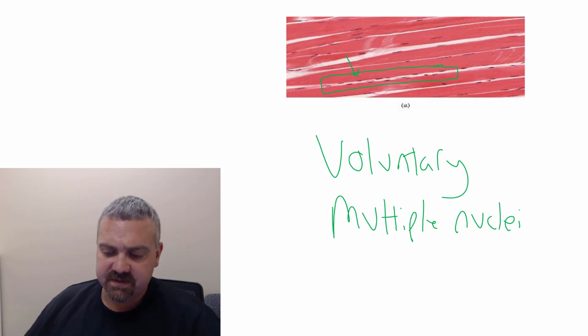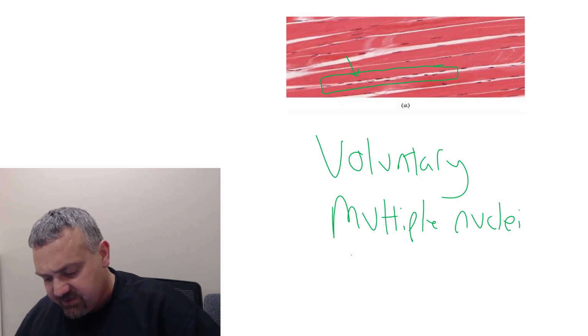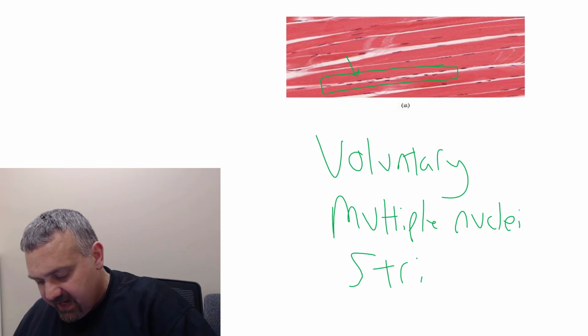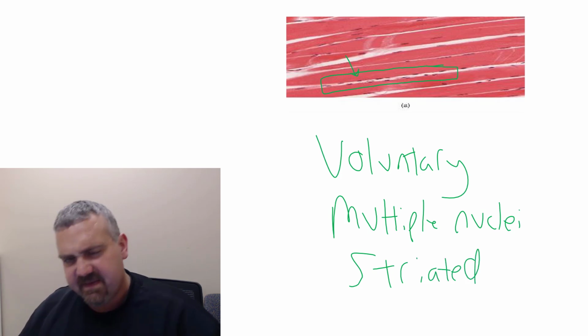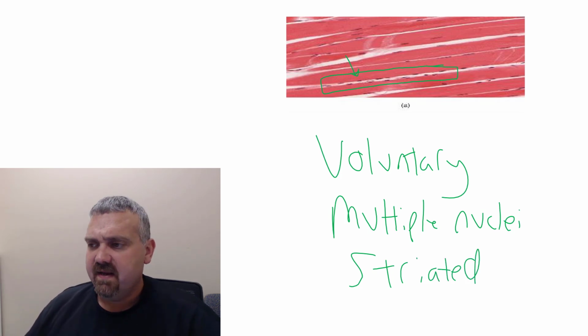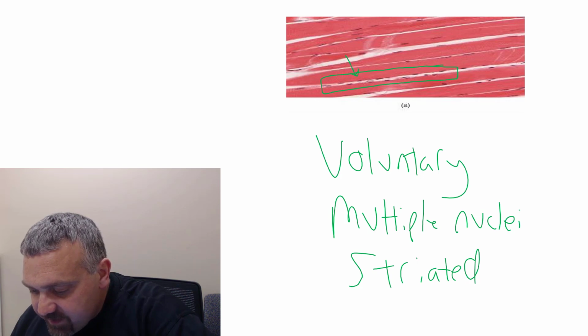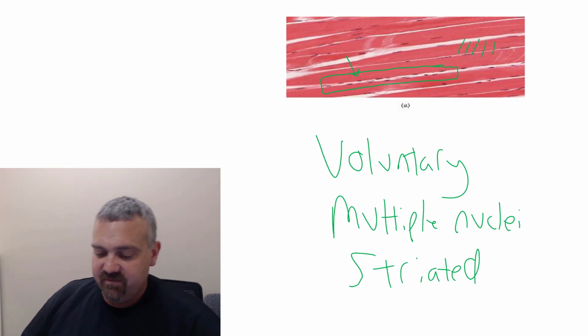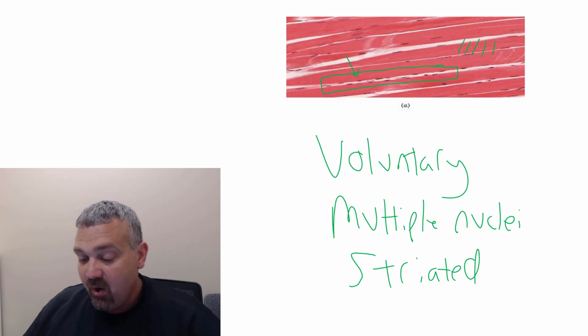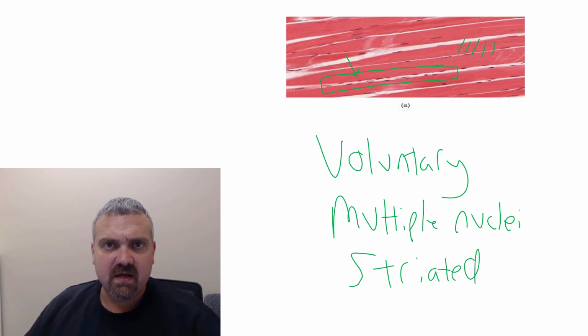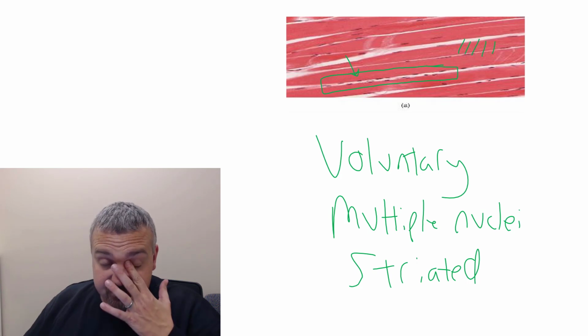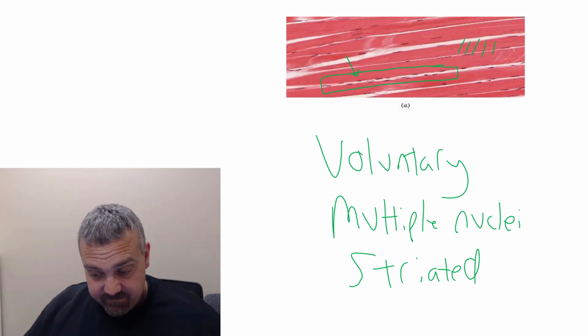So skeletal muscle is voluntary, multiple nuclei, and then striated. Striated means that it has a banded appearance. When I think of the term striated, I think of structured. That means this type of muscle tissue has a lot of structure to it. You can see some good examples of the banding appearance here. So that is skeletal muscle: voluntary, meaning you control it, multiple nuclei, so one muscle cell has multiple nuclei, and striated, or banded, appearance.